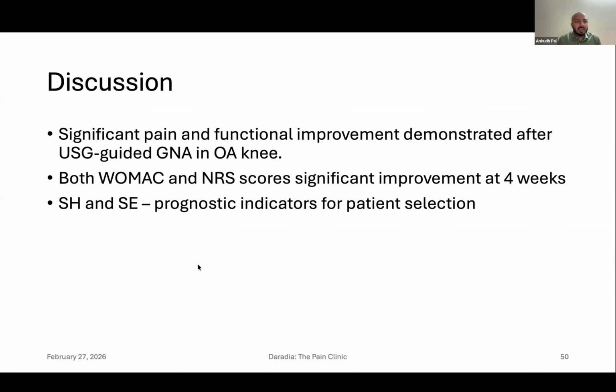Discussion. Significant pain and functional improvement was demonstrated after ultrasound-guided genicular nerve ablation in osteoarthritis of the knee. Both WOMAC and NRS scores were significantly improved in all the patients at 4 weeks, and synovial hypertrophy and effusion can be used as prognostic markers for patient selection.